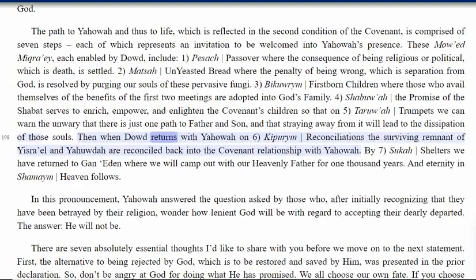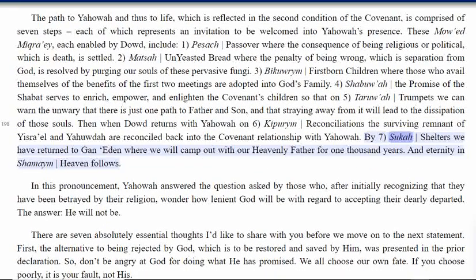Then when Dowd returns with Yahowah on 6. Kippurim, reconciliations, the surviving remnant of Israel and Yahweh are reconciled back into the covenant relationship with Yahowah. By 7. Sukkah, shelters, we have returned to Gan Eden, where we will camp out with our Heavenly Father for 1,000 years. And eternity in Shamaim, heaven follows.